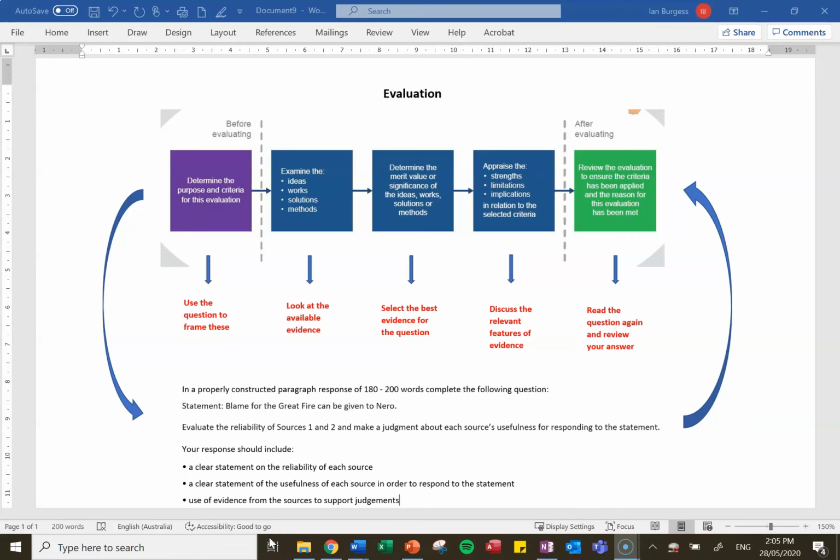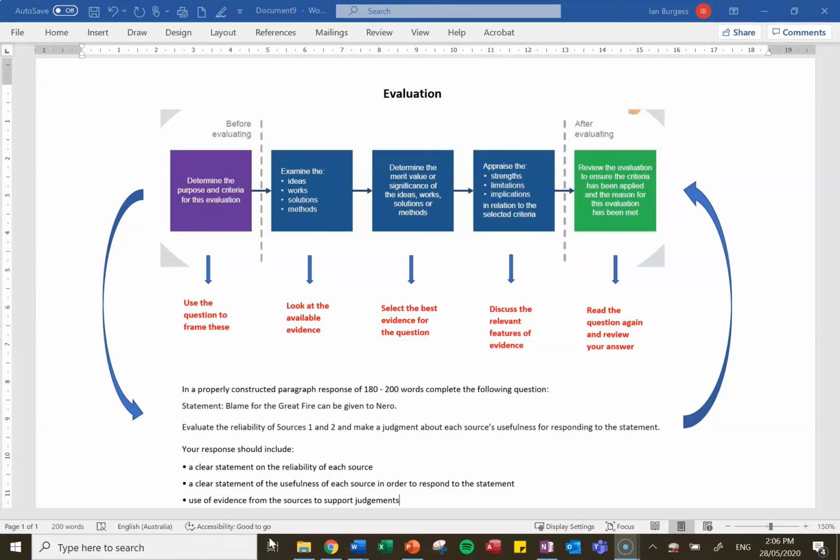Then we determine the merit, value, or significance of the ideas, work, solutions, or methods. So here we are applying the criteria that we're using. It could be how useful is the source in answering this question, or how reliable is the evidence that we may gather from that evidence in order to reach a decision or to justify a decision. And again, it's about selecting the best available evidence that is presented to us.